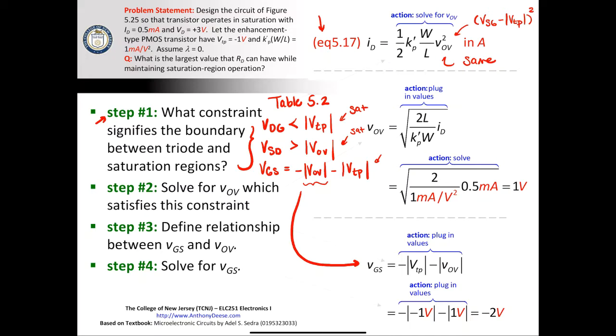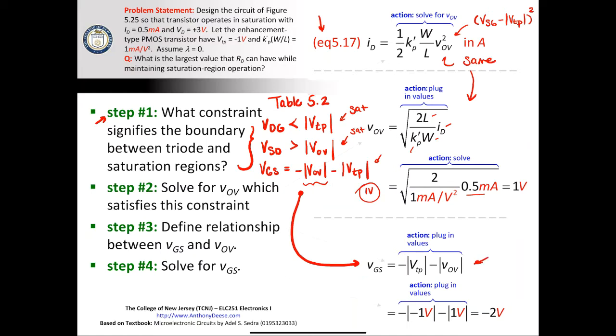Anyway, so going from here to here, we're going to solve for VOV. And essentially, we know this, we know this, we know this, we know this. The length, the width, the transconductance parameter, we know the drain current. And so we can go ahead and solve for a value of 1 volt as the overdrive voltage. Now, like I showed a second ago, we're going to take this equation right here.